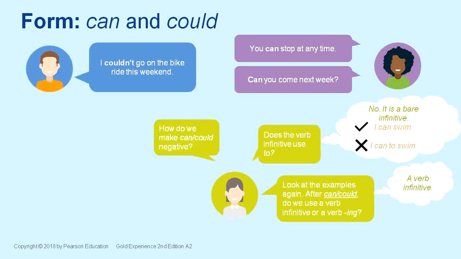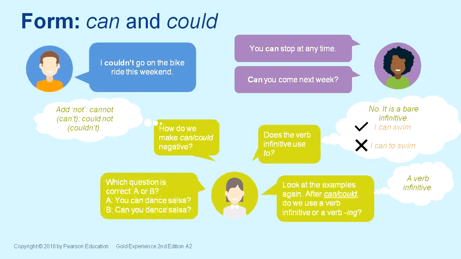How do we make can or could negative? Yes, we add not. We say cannot or can't and could not, couldn't. And finally, which question is correct? A or B? I'm sure you know it's B. We invert, this means change places, the subject you and can't to make a question.